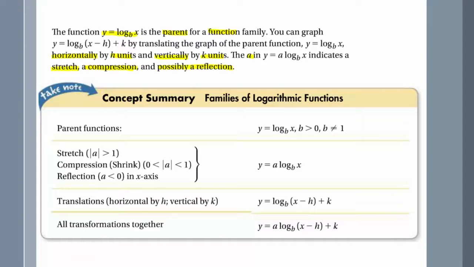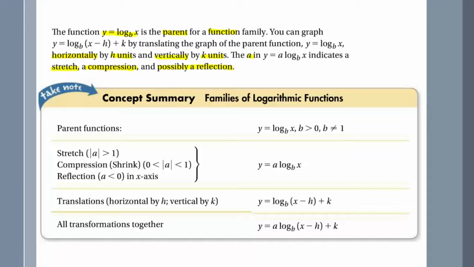The function y equals log base b of x is the parent for a function family. You can graph y equals log base b of the quantity x minus h, plus k, by translating the graph of the parent function y equals log base b of x horizontally by h units and vertically by k units. The a in y equals a times log base b of x indicates a stretch, a compression, and possibly a reflection.